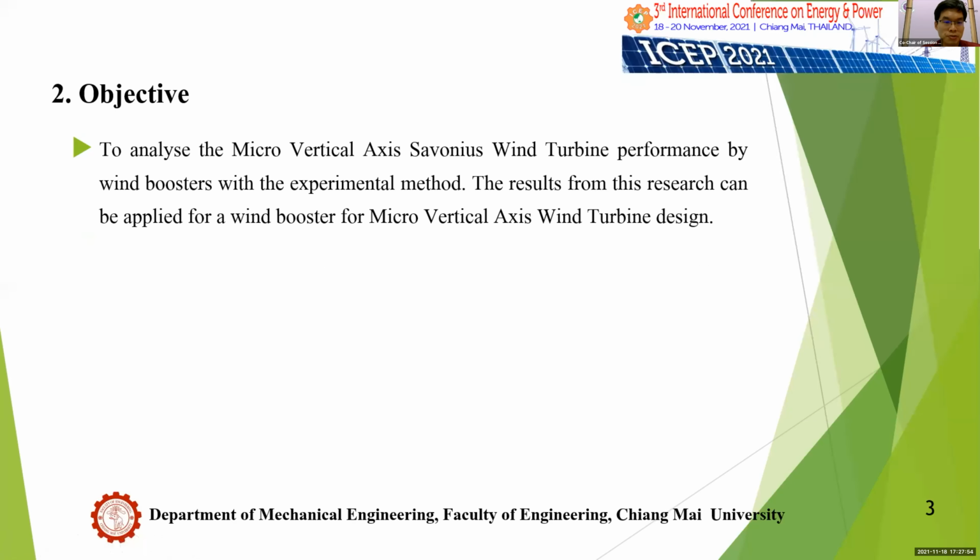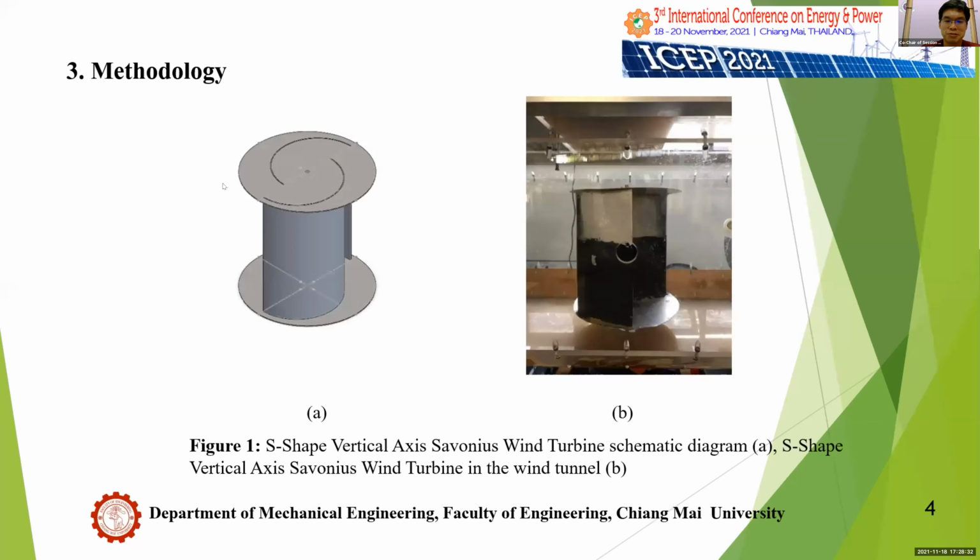This is the objective of the study: to analyze the performance of a micro vertical axis Savonius wind turbine with a wind booster. We use the wind booster to increase the air velocity and increase the rotating speed of the wind turbine, using the experimental method. So the results from the research can be applied to wind booster design for micro vertical axis wind turbines. In this work, we did only experiments. We did not do any simulations. If some of you are interested, you can do it for us, if possible.